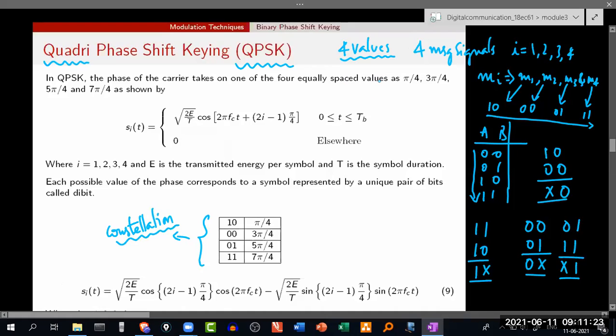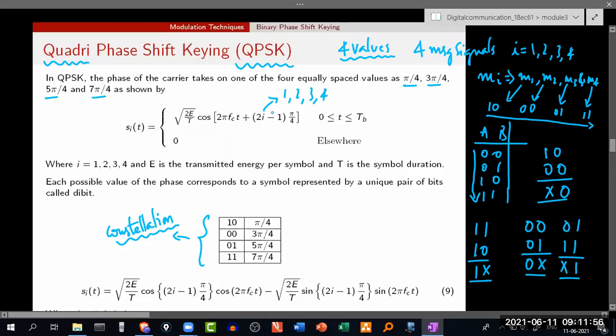So here in QPSK, we'll make use of 4 phases. So the phase of the carrier takes on one of the 4 equally spaced values, either pi by 4, 3 pi by 4, 5 pi by 4, or 7 pi by 4. So here the general equation can be thought of like this, where this i can take on values 1, 2, 3, 4.